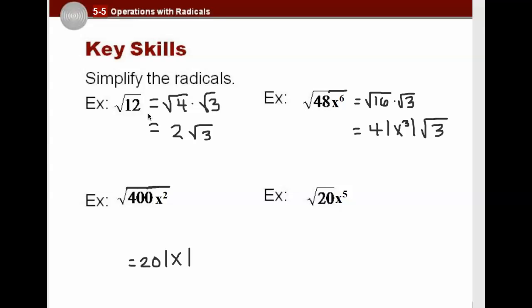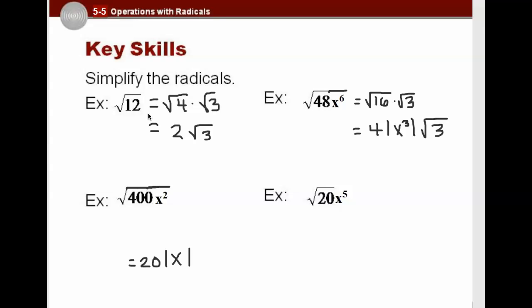For that square root of x to the 7th, you just take it out by 2. That could be x cubed and then the square root of x. So it's x cubed square root x. So basically what you do is you take that number and you divide it by 2.